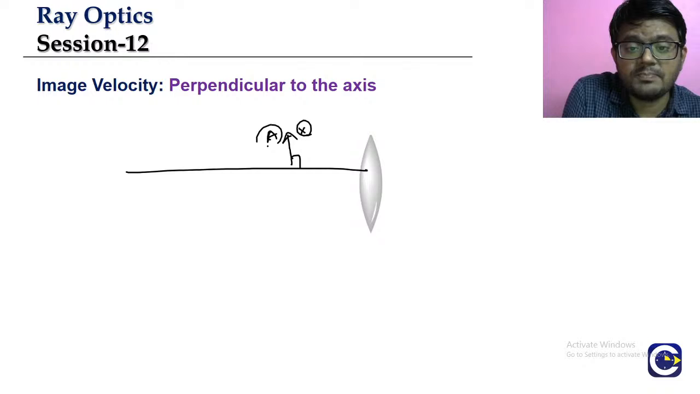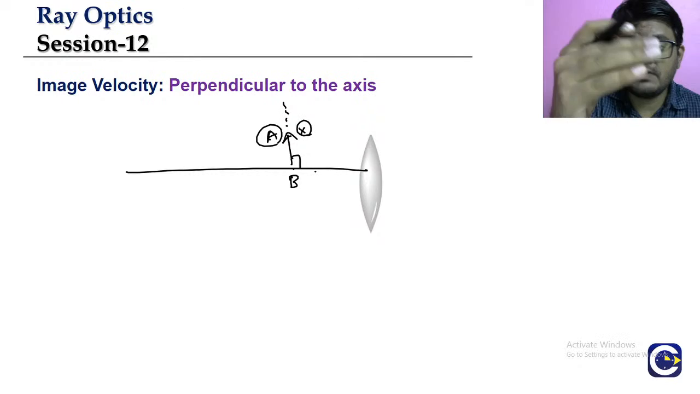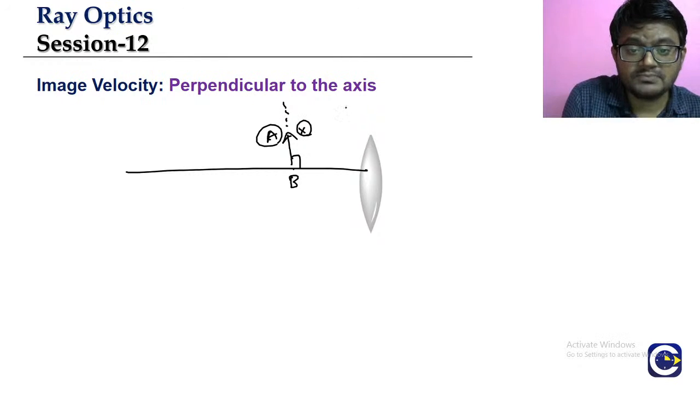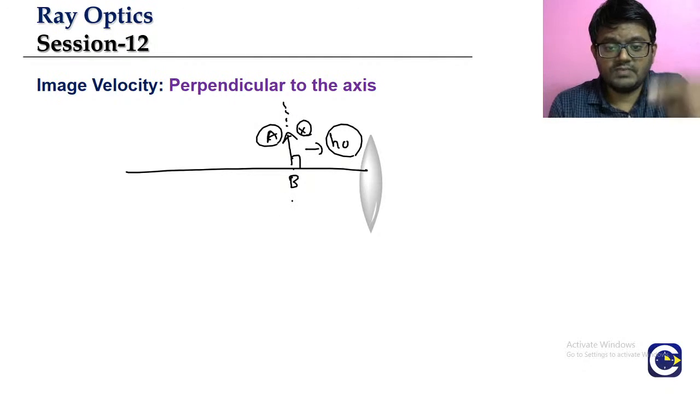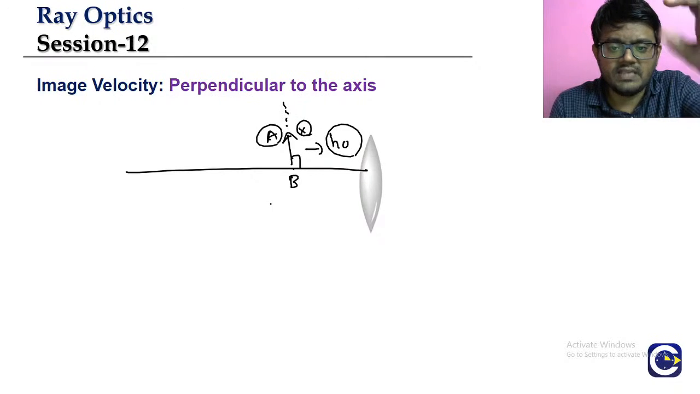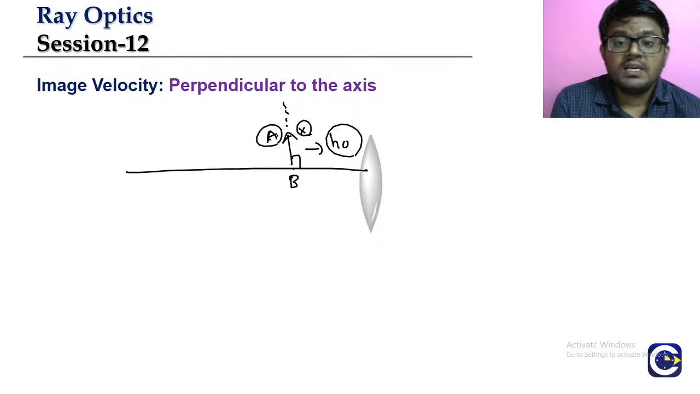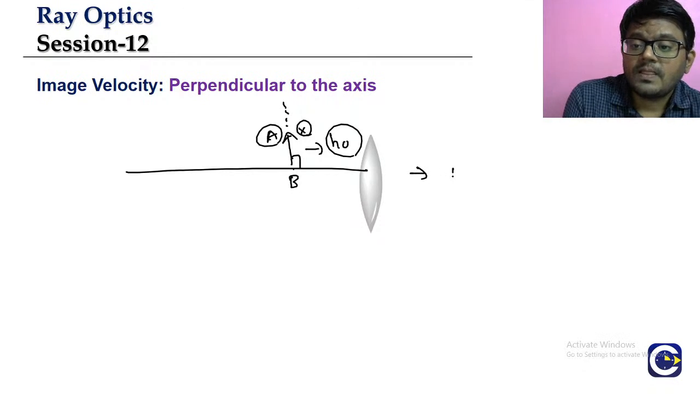So we'll mark this as a point A. Now let us mark this point on the principal axis as B. If the object is moving, either it may be moving away from the principal axis or towards the principal axis, this movement will affect the height of the object. If A is moving away, the height of the object will be increasing. If A is coming towards the axis, the height of the object will be decreasing.